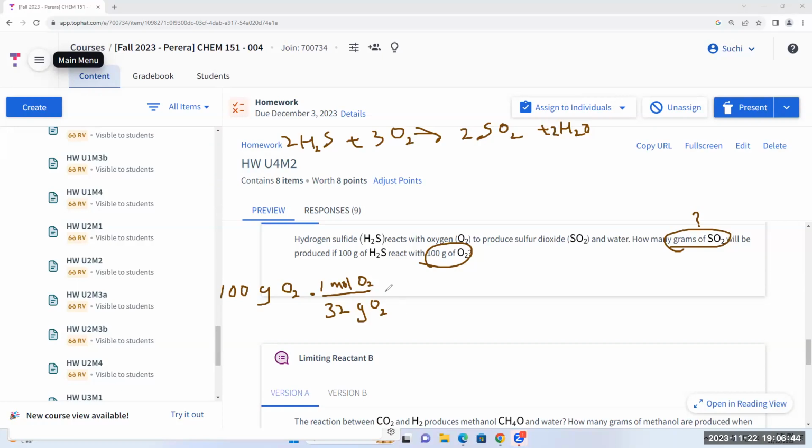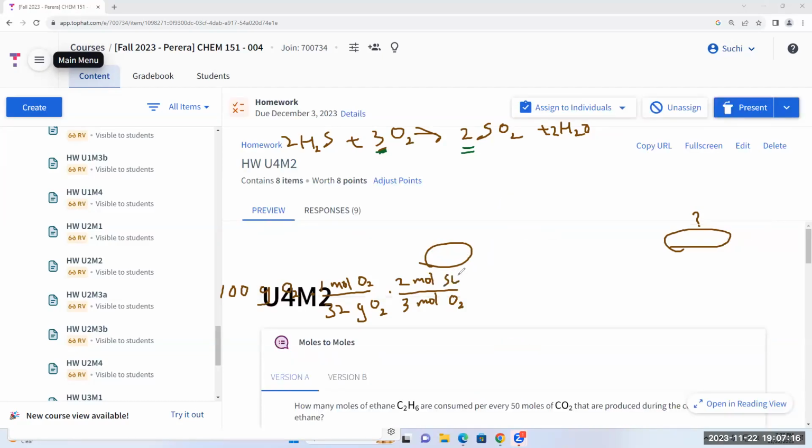Now I want to convert moles to moles. With 3 moles of oxygen, I am going to get 2 moles of SO2. So I'm going to write 3 moles of oxygen in the denominator. With 3 moles of oxygen, I am getting 2 moles of SO2. How do I get this number from the balanced chemical equation? And then that's not going to be enough.